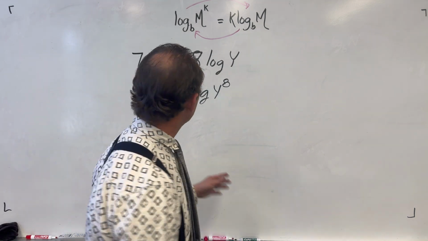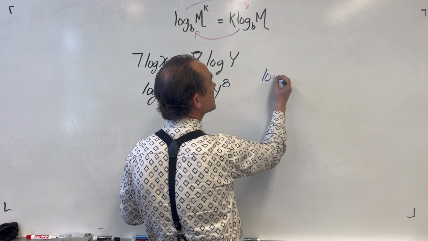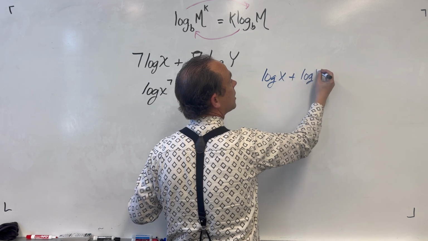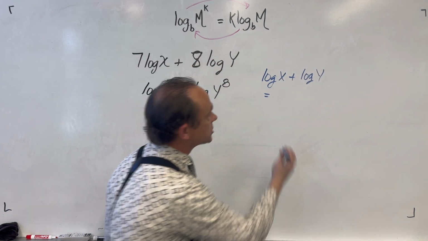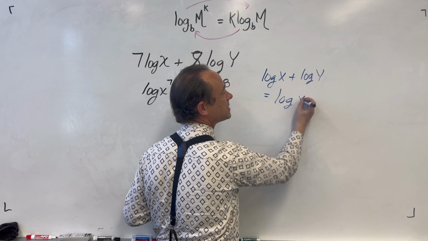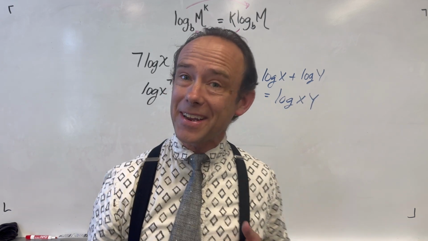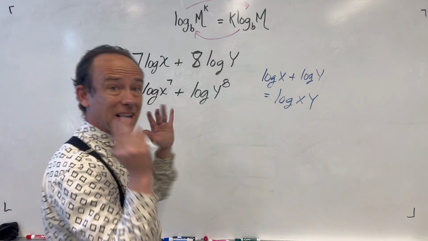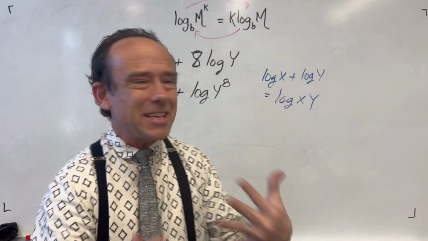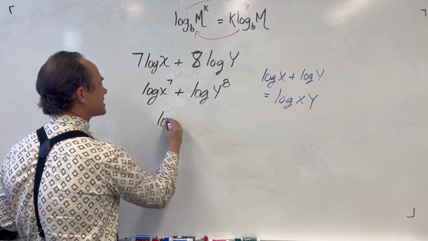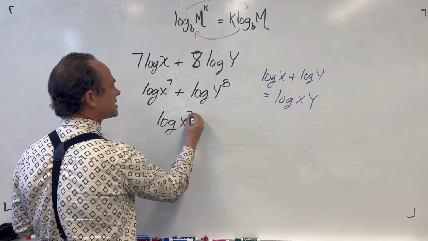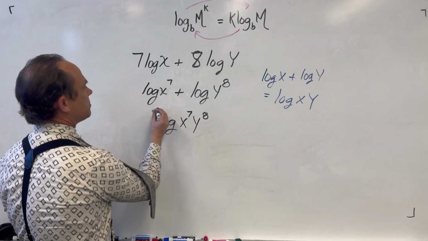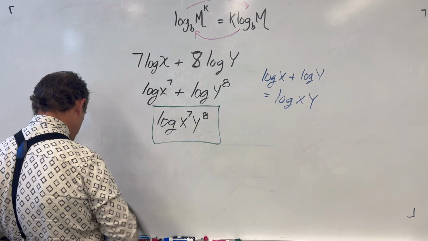Let's switch to blue. Just like if it was log x plus log y, we just go, hey, that's log xy every day of the week and twice on Sunday, right? So here, kind of similar thing. I'm just going to bring them together, but it's not x, it's x to the 7th, but same concept. So what I got now is log of x to the 7th, y to the 8th. Put a rectangle around that.